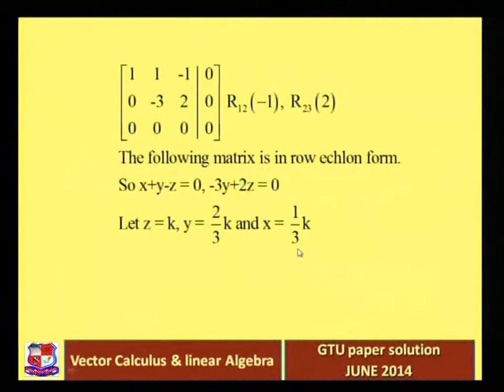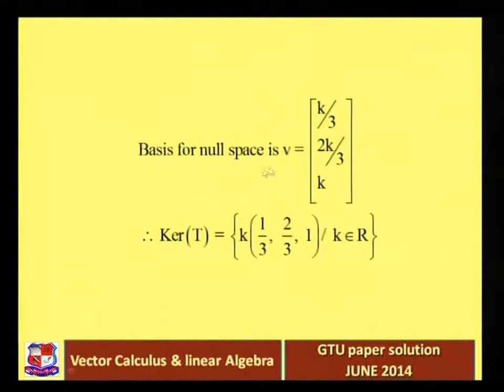Okay, so if you want to find the kernel of T, and the basis for the null space, that is exactly the kernel of T, the basis for the kernel space, that is k by 3, 2k by 3. This is the value of x, y and z: k by 3, 2k by 3 and k. So that's why this is the kernel of T. Set theoretically we can write it in this manner: k times (1 by 3, 2 by 3, 1), where k belongs to R, right?